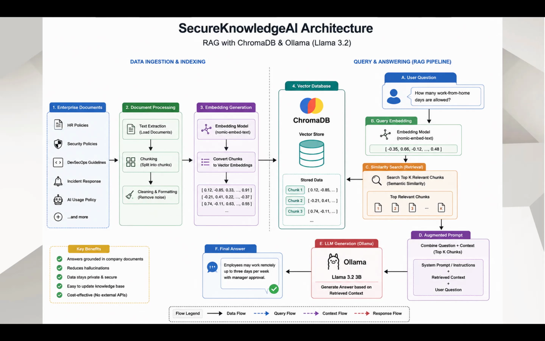Prompt augmentation: the retrieved chunks are combined with the user question, instructions, and context. It creates an augmented prompt. So now we have Ollama and Llama. Llama is the open-source model, and Ollama runs it. Now the prompt is sent to Llama, which is running locally through Ollama. The model generates a context-aware answer.